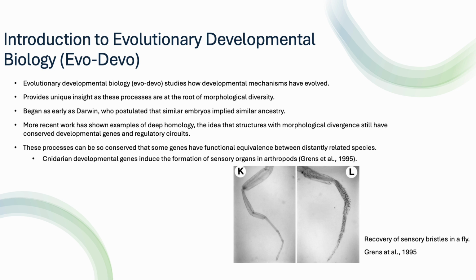Some of these genes show examples of deep homology, which is the idea that structures with morphological divergence still have conserved developmental genes and regulatory circuits. These processes can be so conserved that they still functionally work the same way in very different organisms. One example is that cnidarian developmental genes induce the formation of sensory organs in certain arthropods. Here we see an example of this in a fly.